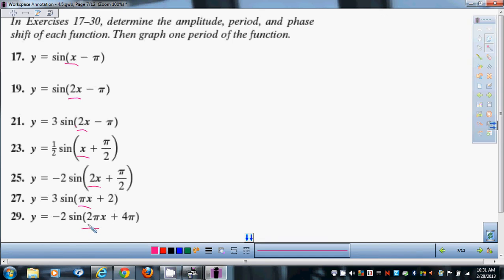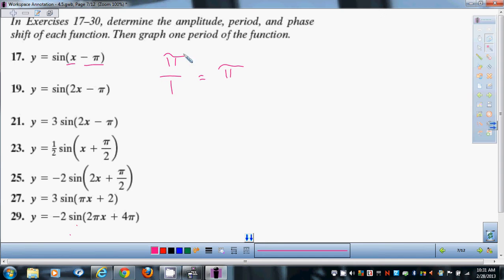Now, let's list the phase shifts. I'll show you one of them, or 2 or 3 of them, and then we'll talk about the others. Phase shift is the opposite of this number divided by the b value that you just used to find your period. So on 17, the opposite of this number, so pi divided by, what number is being multiplied by x? And that is your phase shift, which is the exact same as a horizontal shift back in the day when we did these, but we'll look at what it means in a second. This is how much we're actually shifting the function left and right. Phase shift. So that one would be pi over 1, giving us a phase shift of positive pi.